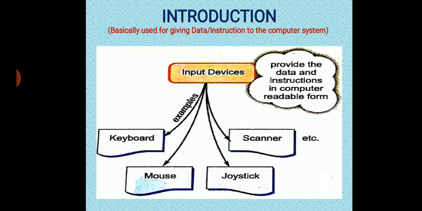Basically, input devices are used for giving data or instructions to the computer system. Input devices are those devices which provide the data and instructions in computer-readable form. We are giving analog data, which is converted into digits 0 and 1. Various examples are keyboard, mouse, scanner, joystick, etc.